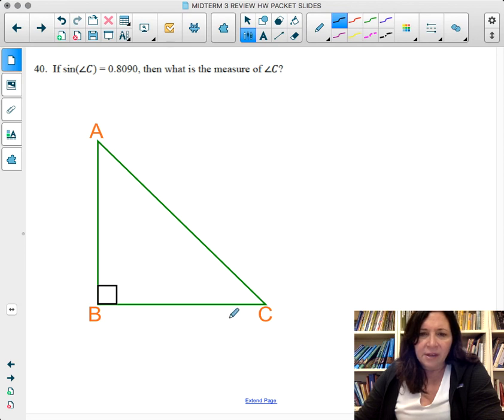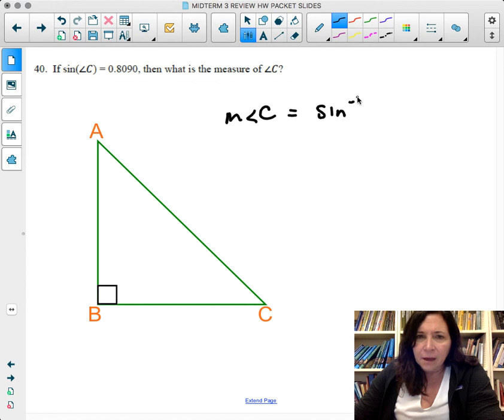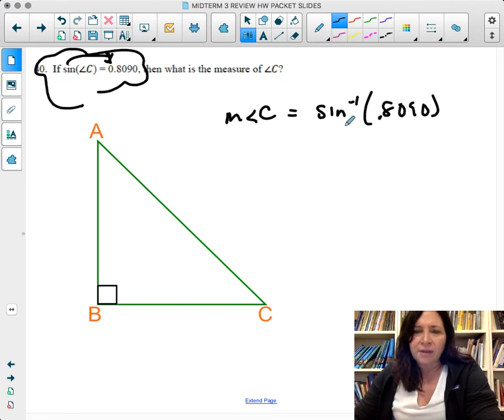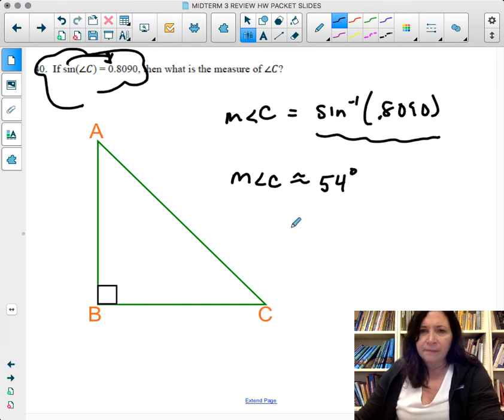If sine of C is equal to that value, what is the measure of angle C? Well, the measure of angle C is equal to arc sine of 0.8090. See right here, you've got to get sine by itself, so you're going to move sine to the other side. By moving sine over to the other side, it becomes arc sine. You would do this on your calculator, and then you just have the measure of angle C, which is equal to about, I think, 54 degrees.